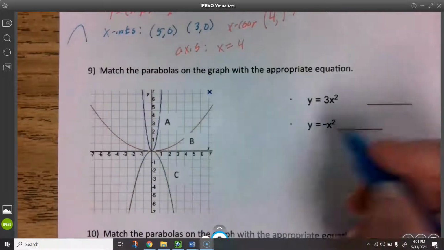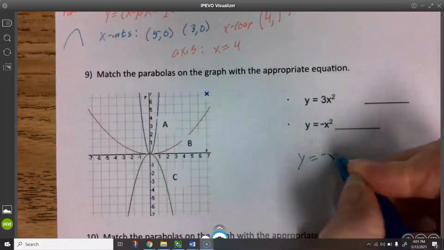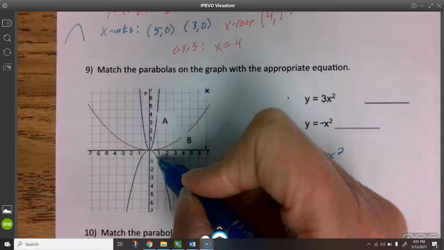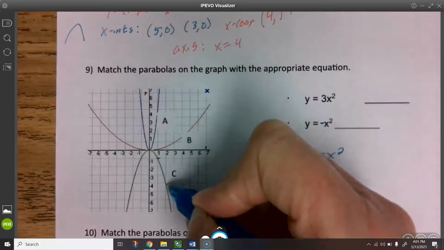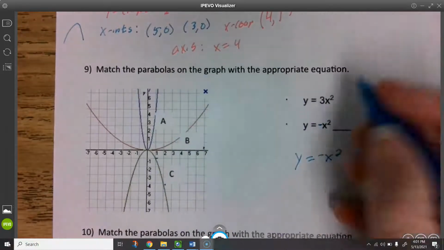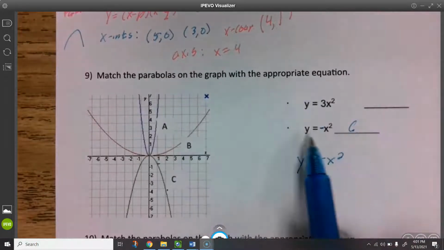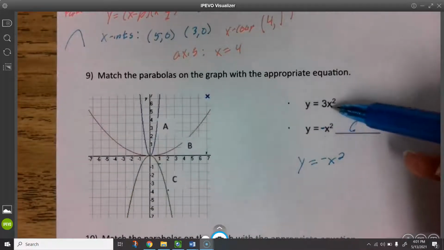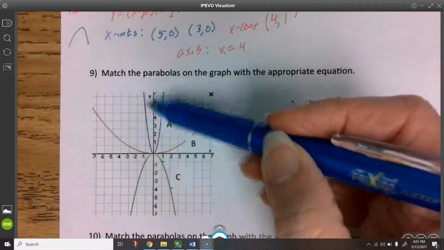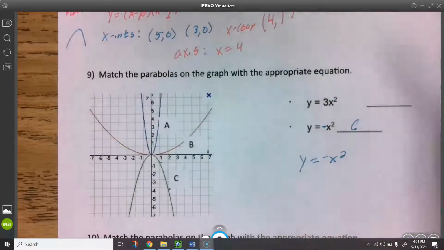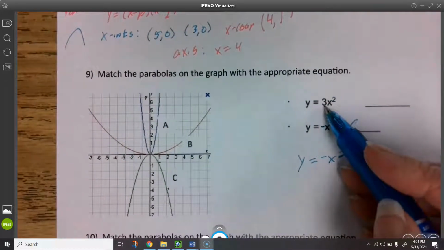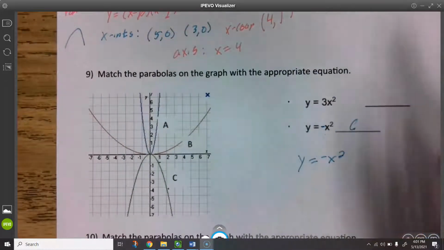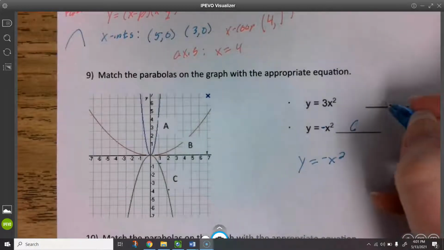Because C is y equals negative x squared, and the reason I know that is because here's 1, 1, here's 2, 4. I think there was supposed to be a negative there, because that's C if we put a negative in. Now this one, y equals 3x squared. Well, this one's narrow, this one's wide. Remember, if this number is big, it's going to go wide. So this one is A.